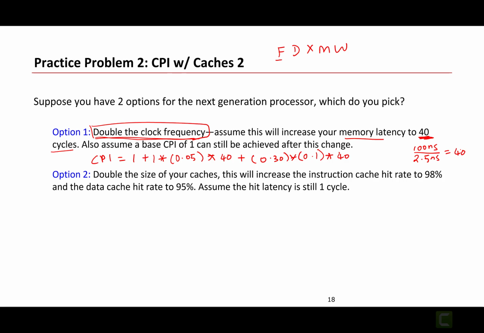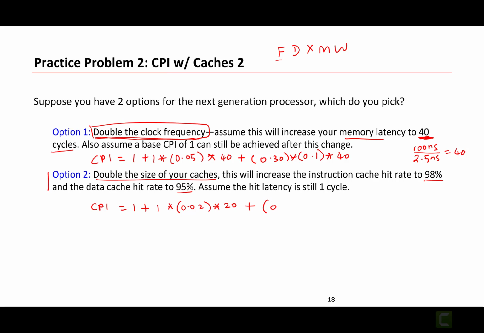Okay, all right, so now let's compute the CPI for option 2. Again, it's going to be 1 plus, for every instruction I have to access the instruction cache. In option 2, I'm going to double the size of my caches. When I double the size, the cache hit rate goes up. So instead of 5% miss rate, now it's only 2%. The main memory latency is the old main memory latency because the frequency of option 2 is the same as your baseline. So it's 20 cycles.